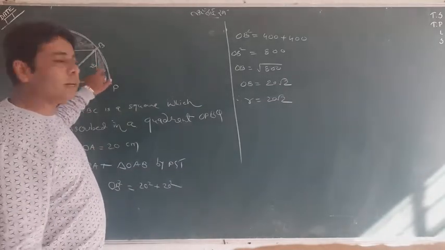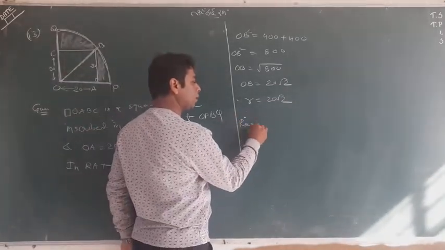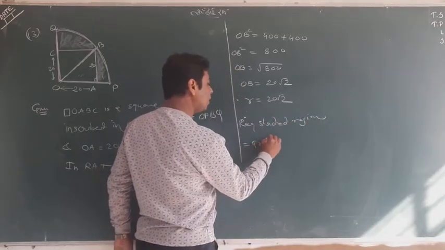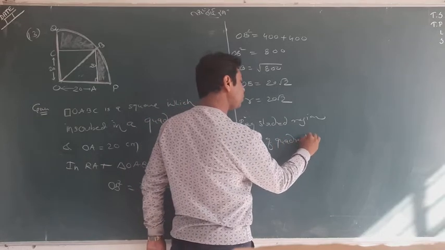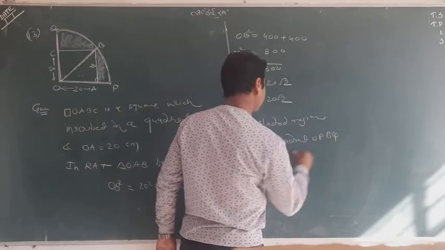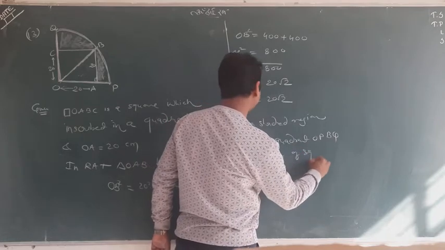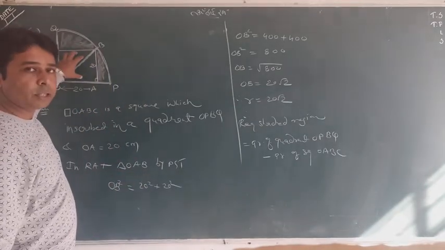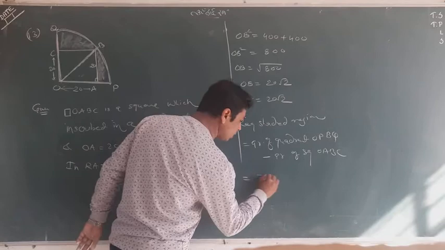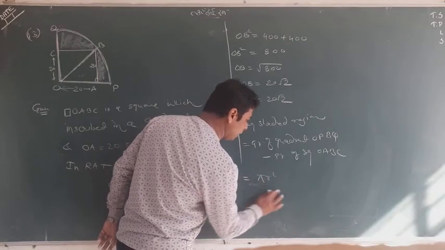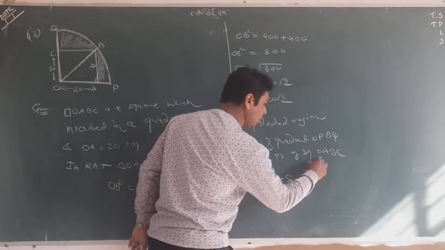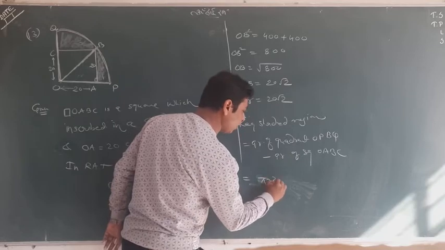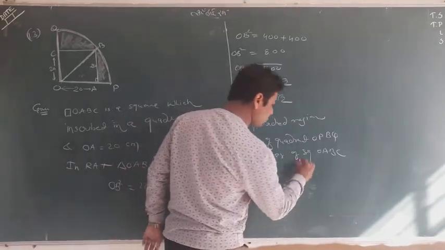And now we want to find the shaded region. So what I will write: required shaded region area equals area of quadrant OPBQ minus area of square OABC. The whole quadrant minus the area of the square. The quadrant area is given by pi r square theta upon 360, directly I will write pi r square upon 4, minus the area of the square, side into side.